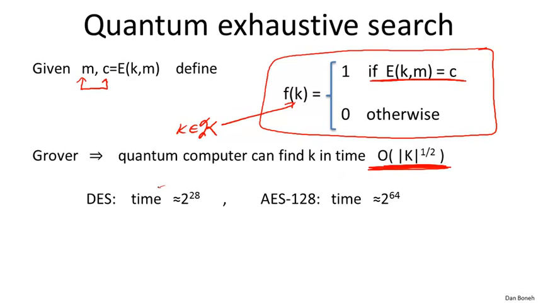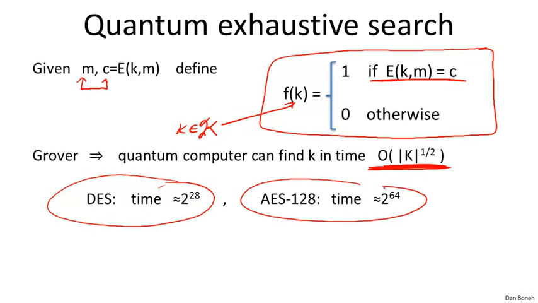So what does that mean? For DES, this would totally destroy DES. This would say that in time 2 to the 28, you can find a key. 2 to the 28 is about 200 million steps, which takes a millisecond on a modern computer. This would totally destroy DES. But even for AES with 128-bit keys, you would be able to find the secret key in time roughly 2 to the 64. And 2 to the 64 is these days considered insecure. That's within the realm of exhaustive search.